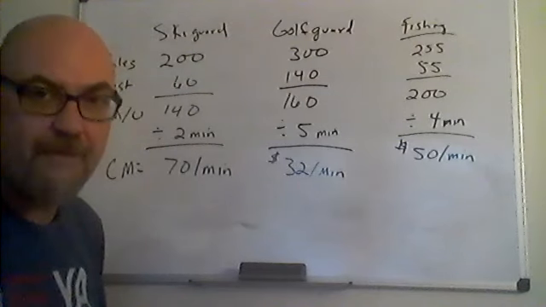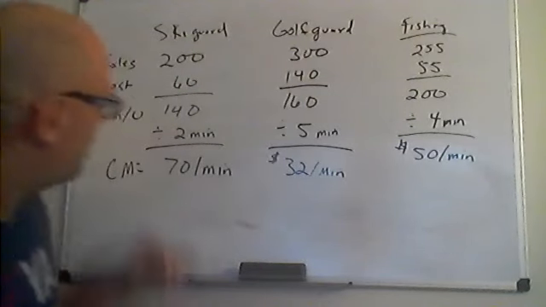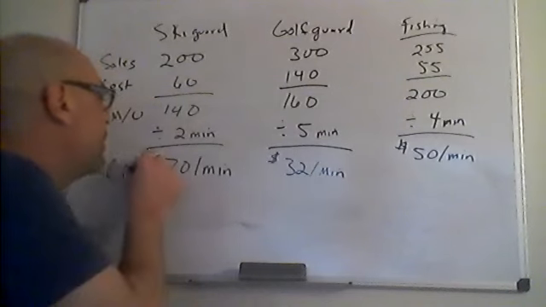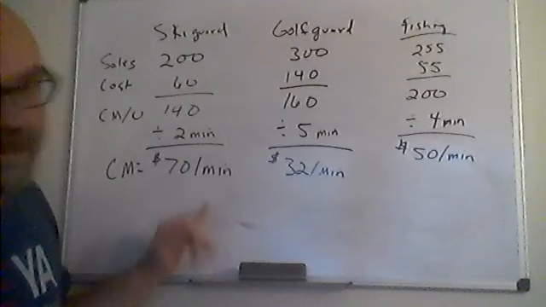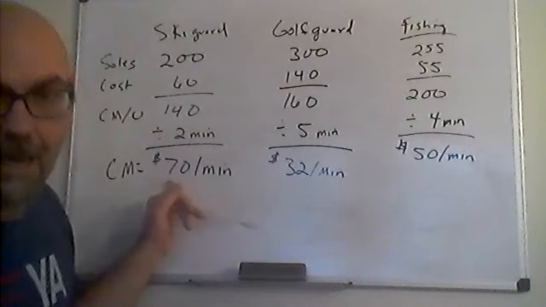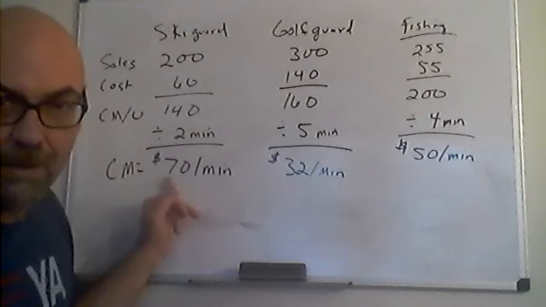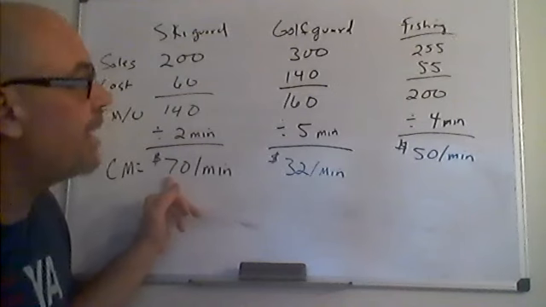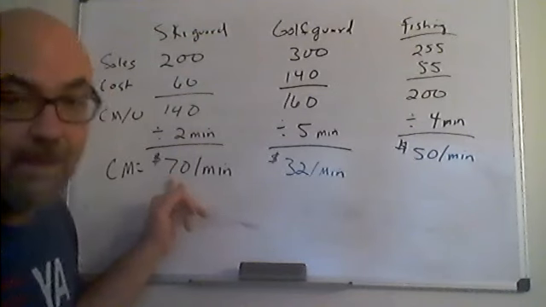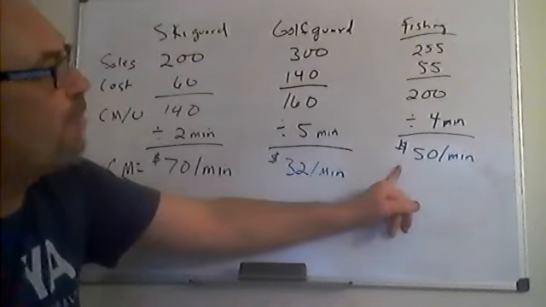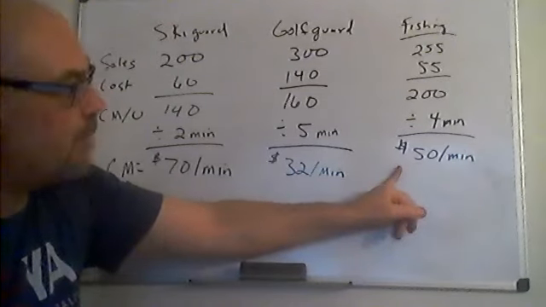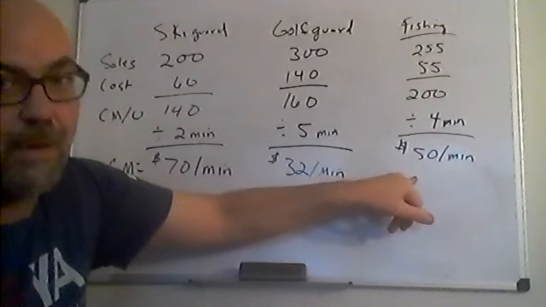Okay. So for every minute we run this machine, we are basically producing a contribution margin of $70 for making the ski guards. So we're going to run that machine and produce as many ski guards as we can up until the quantity that we want to produce to meet our demand for those. After we make as many of those as we can, since that is the constraint, we're going to move on to our fishing guards because they produce the next highest contribution margin per minute.